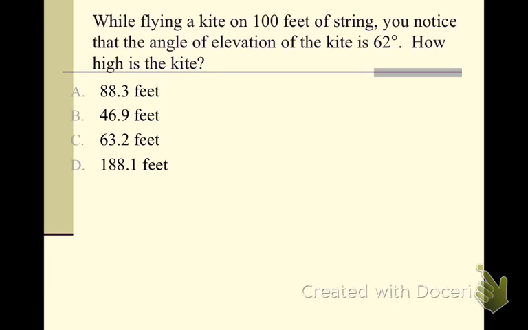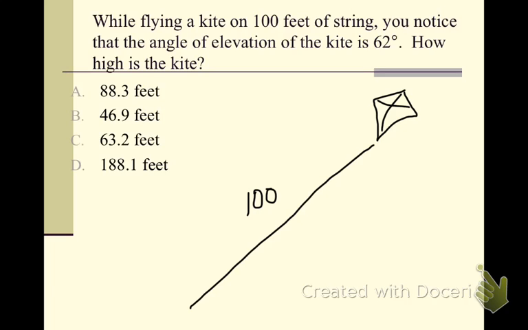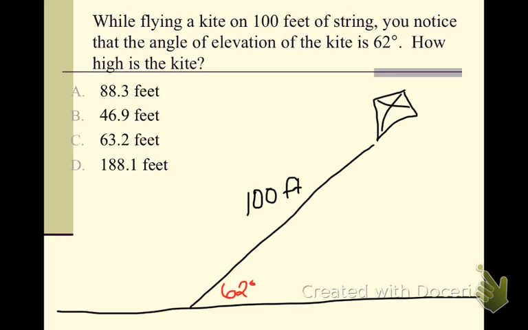While flying a kite on 100 feet of string, you notice that the angle of elevation of the kite is 62 degrees. How high is the kite? All right, let's draw ourselves a kite. Here it is. We've got 100 feet of string. There's our 100 feet of string. And you notice that the angle of elevation of the kite, so here's our horizontal line, is 62 degrees.